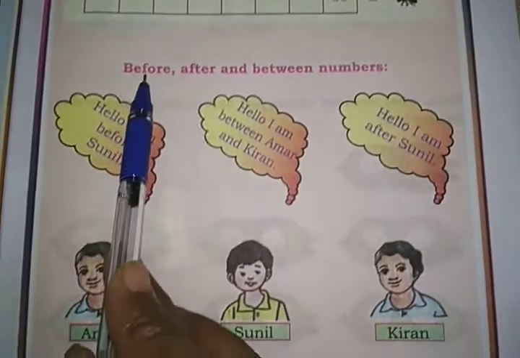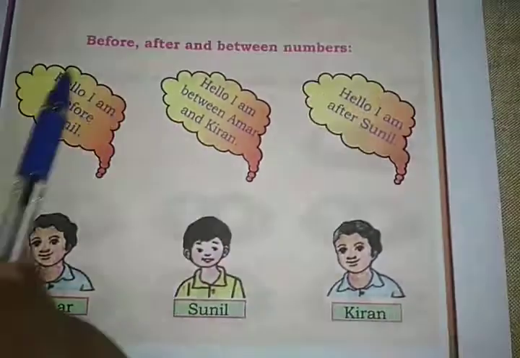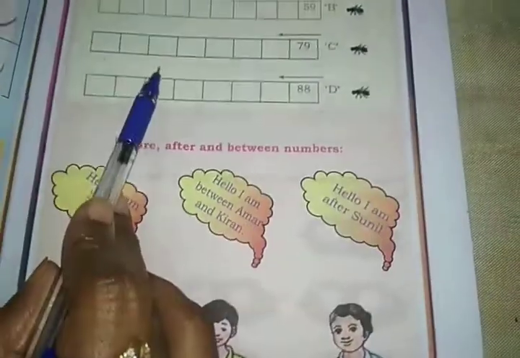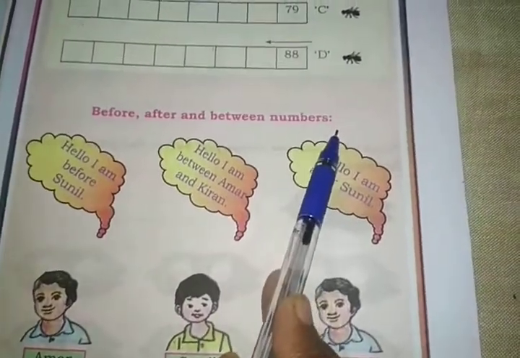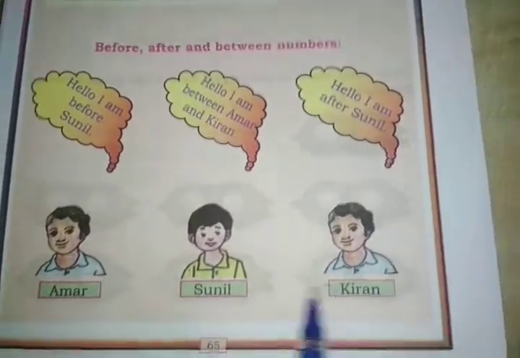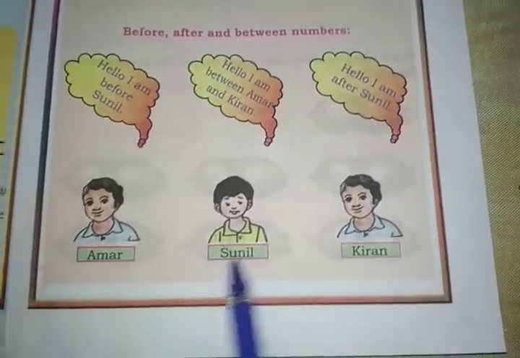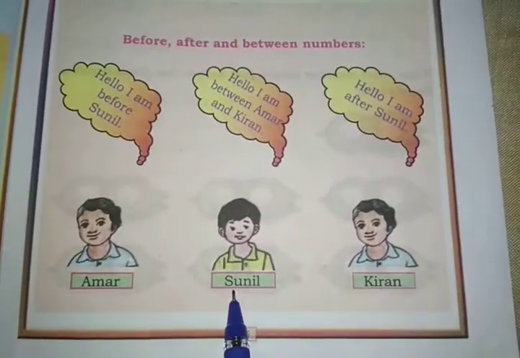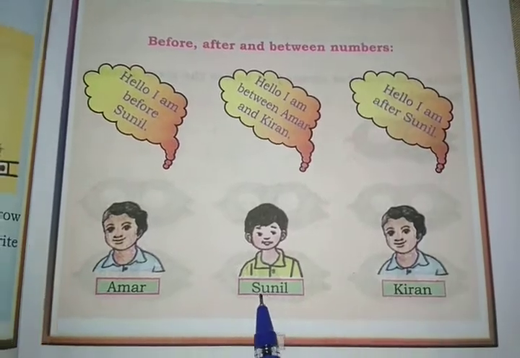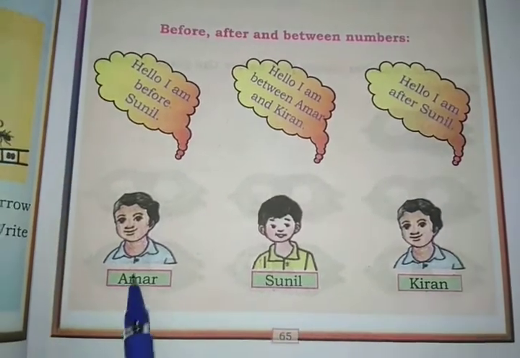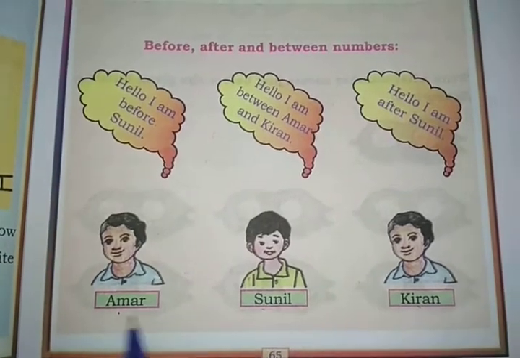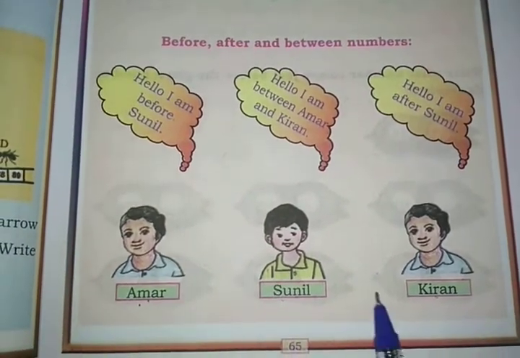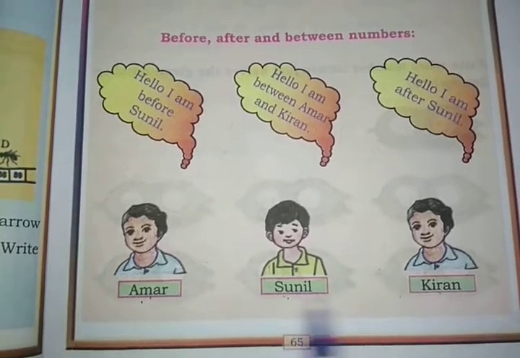So here you see before, after and between numbers. We already have studied about the before numbers. Now we go for after numbers and between numbers. See here one example. Here is Amar, Sunil and Kiran. Sunil is here. So Sunil's before, who is here? Amar. Sunil's after Kiran. In between Amar and Kiran is Sunil.